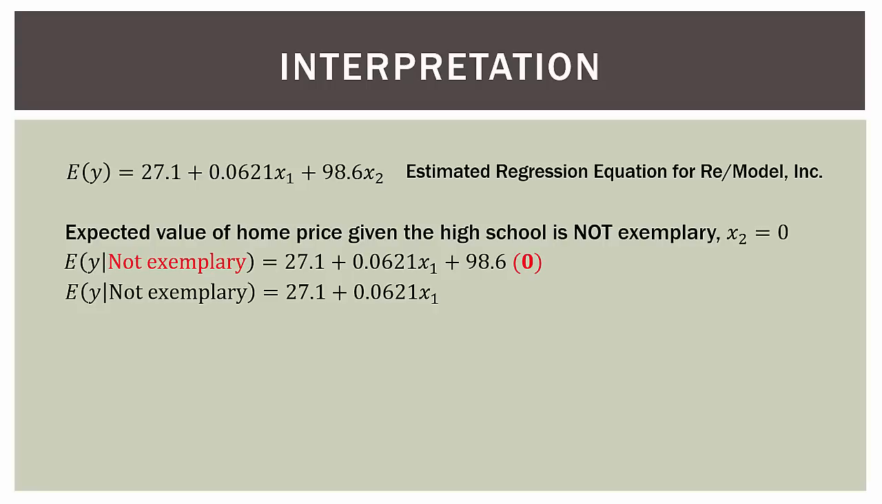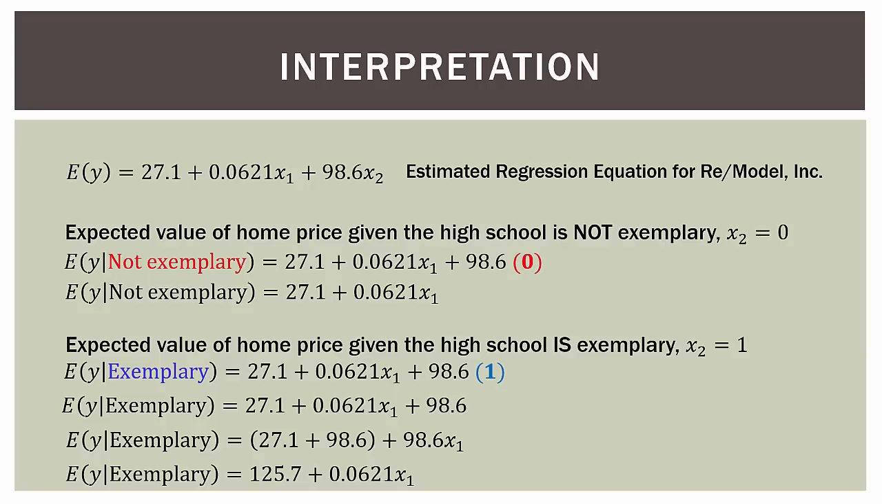Now what about when the high school is exemplary? So there, x2 equals 1. So we go ahead and substitute everything back in there. So 98.6 times 1 is 98.6. Now we can combine the 98.6 with the 27.1. So we put that in parentheses, and that is 125.7 plus the 0.0621x1. So here are our two lines. Here are our two linear equations. And we'll actually look at that on a graph here next.